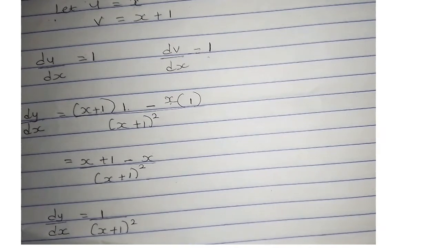And for you to know when to use the quotient rule, it is when the question is in dividing form. When you are dividing a function by another function, or an equation by another equation, that is when you use the quotient rule. And we're going to take another example right now.